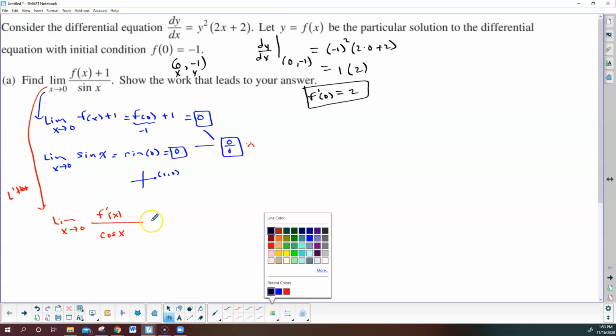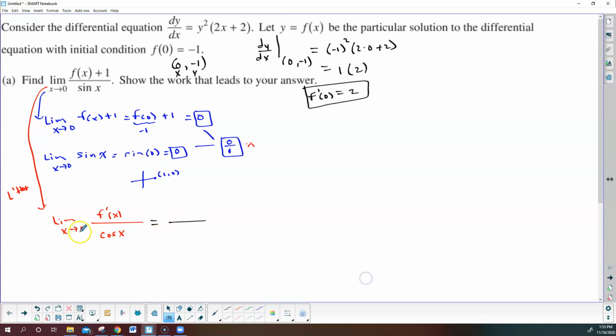So now, here's the way I'm thinking. I already know the cosine of 0 is 1. So I know that I can just do direct substitution, which is why I'm putting an equal sign here. I'm confident in this answer. Then I have to figure out what is the derivative of x at 1. Oh, sorry, at 0.